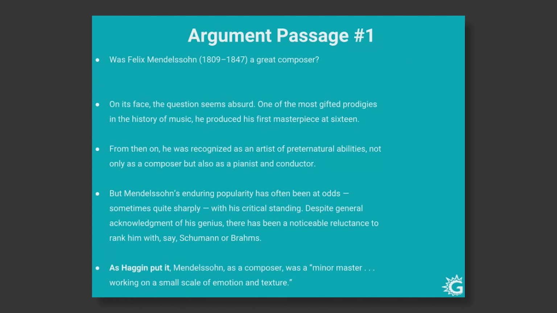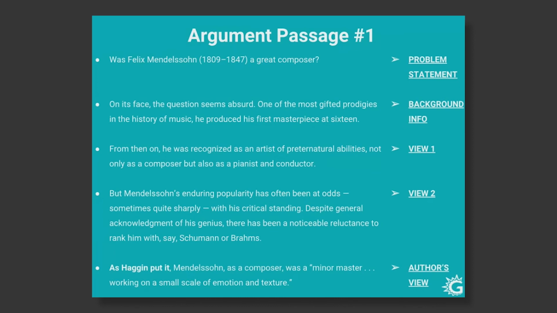Okay, so we can see the structure of this was of the following type. We saw a problem statement. We saw some background info. We got one view on Mendelssohn. We got another view on Mendelssohn. Finally, we got the author's opinion, which was supported by this quote of Hagen's. All right, and that is the structure of the passage that we just saw.